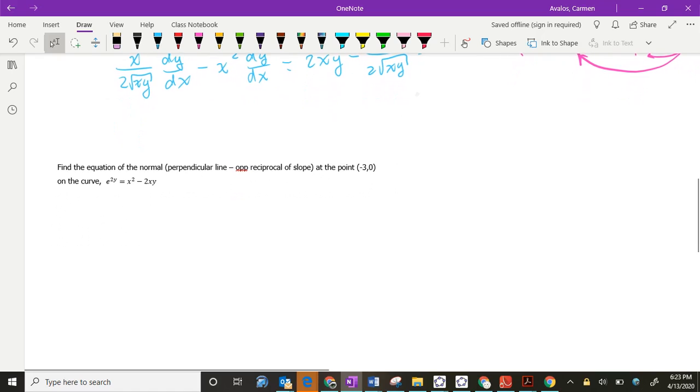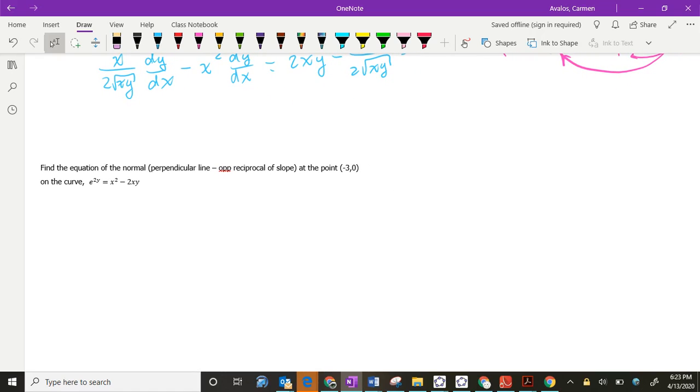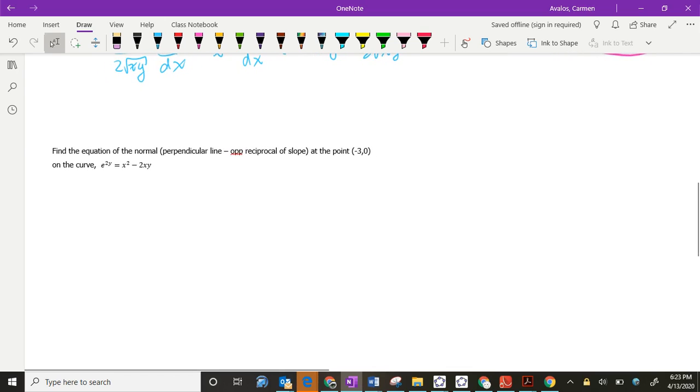Okay, so let's look at this problem here. Find the equation of a normal line. A normal line is a line that's perpendicular. A perpendicular line is always found by the opposite reciprocal of the slope, and we want it to be at point -3, 0. So how do I find this problem? In order for us to do this, this is the equation that's given to us on there.